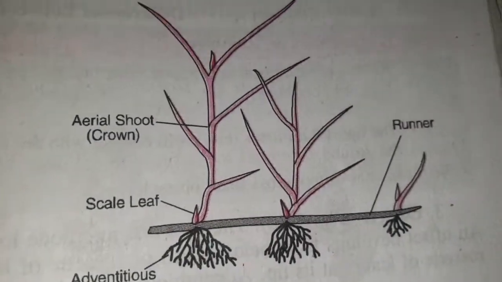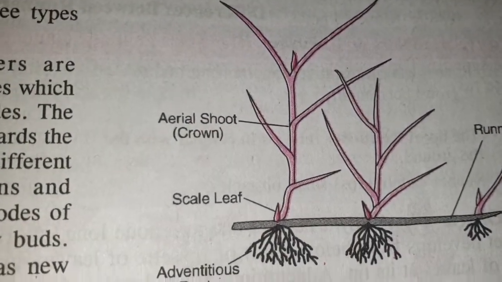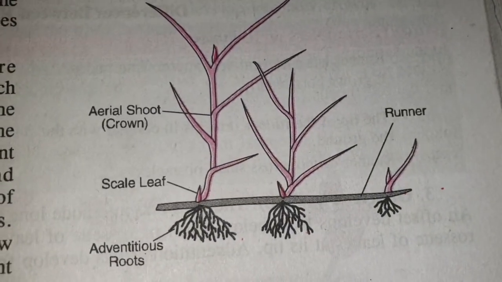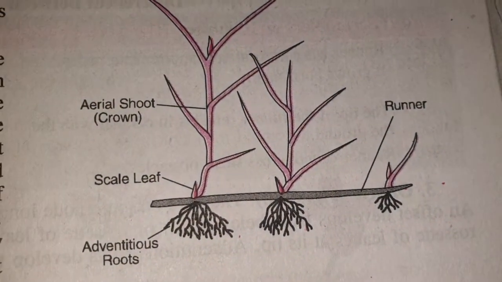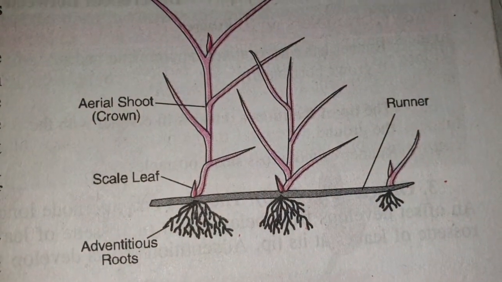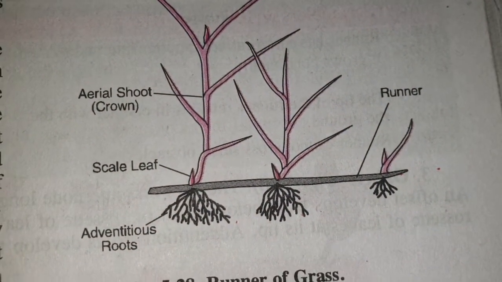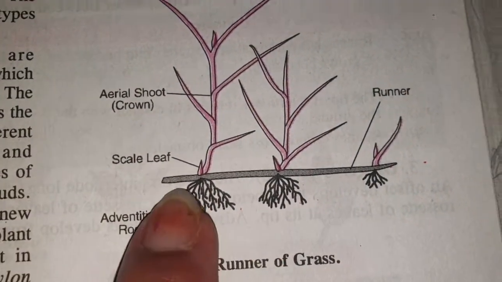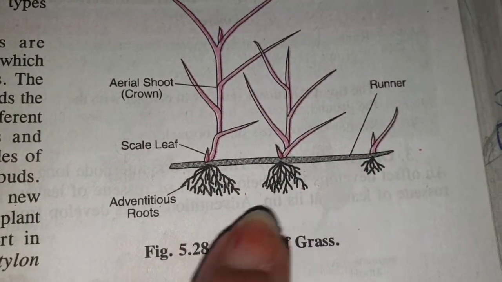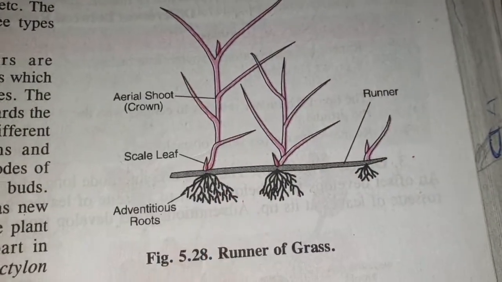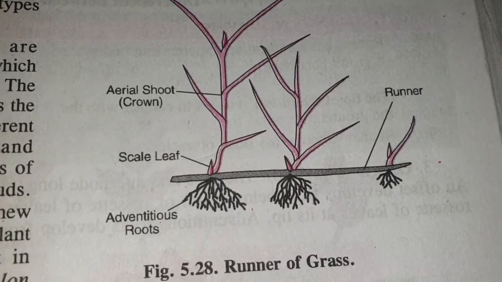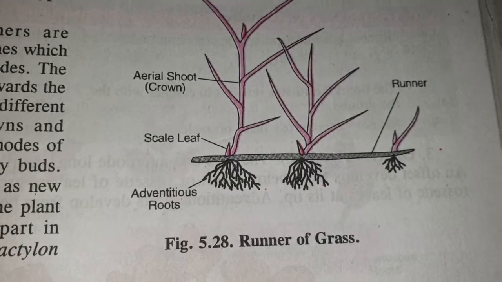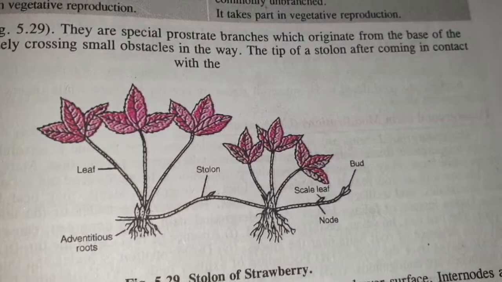Runner means these particular structures, they are green and grow horizontally above the ground. Or prostrate branches they have. They spread in different directions. The nodal portions will have adventitious roots, and above, aerial shoots are developed. Okay, this particular structure is called the runner, with scale leaves, aerial shoots and adventitious roots. For example, we observe it in case of lawn grasses. Centella, oxalis, these are good examples to show the runner.